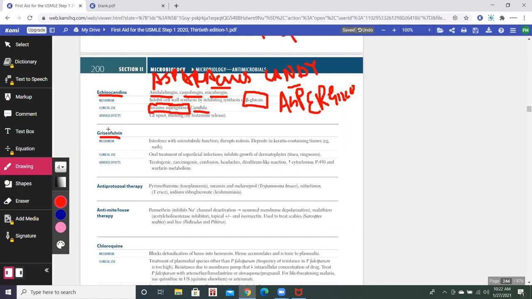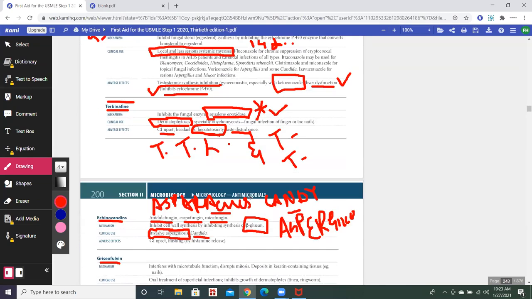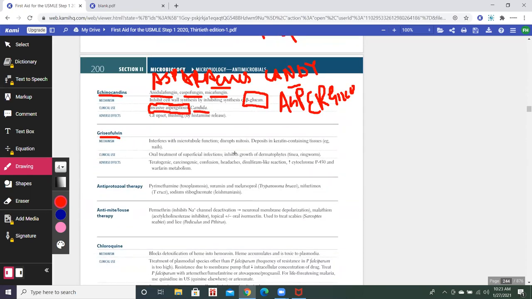Now, Griseofulvin, we did not mention Griseofulvin in our diagram, okay? But Griseofulvin over here is also working in this portion, okay? Because inside the nucleus, when there is DNA replication, we have the mitosis process going on, which interferes with microtubular function. It disrupts the cellular mitosis and it deposits in keratin-containing tissue.